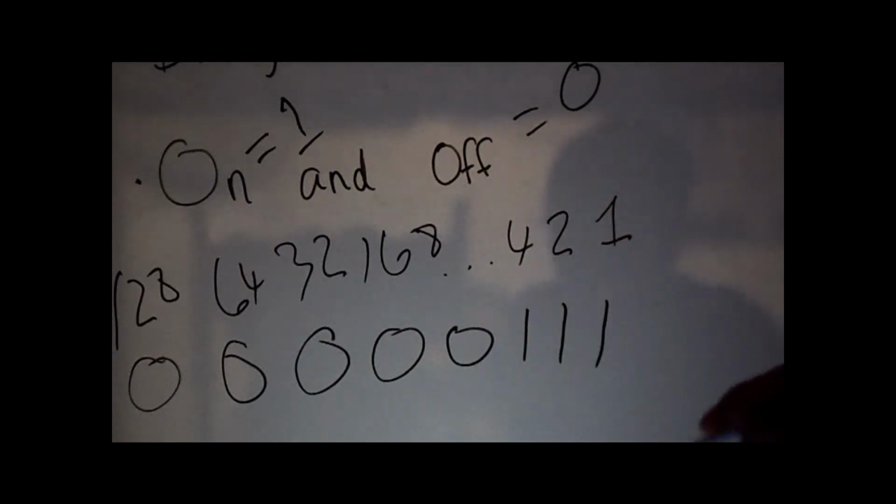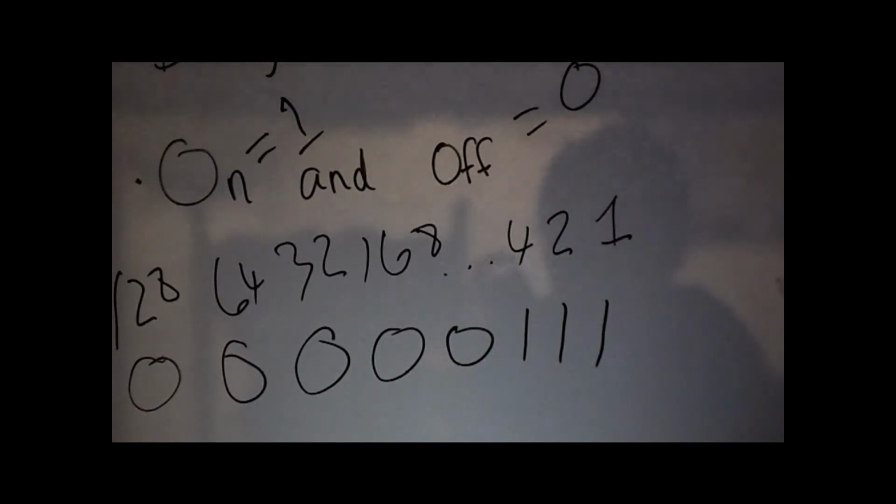So your binary number in an 8-bit system for a 7 would be 0, 0, 0, 0, 0, and then 1, 1, 1. All that signifies is that there's no 128s in it, no 64s, no 32s, no 16s, no 8s, but there is one 4, one 2, and one 1.